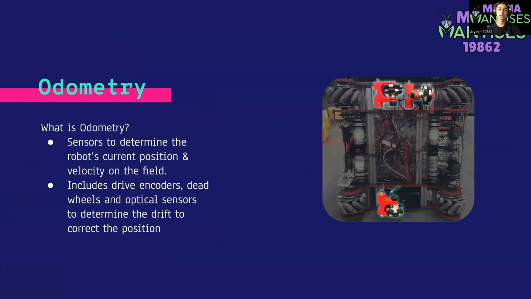One aspect of software that almost all teams use is odometry. Odometry is the use of sensors to determine the robot's position and velocity on the field. These sensors include drive encoders, dead wheels, and optical sensors. We will go over these sensors in the next slide.